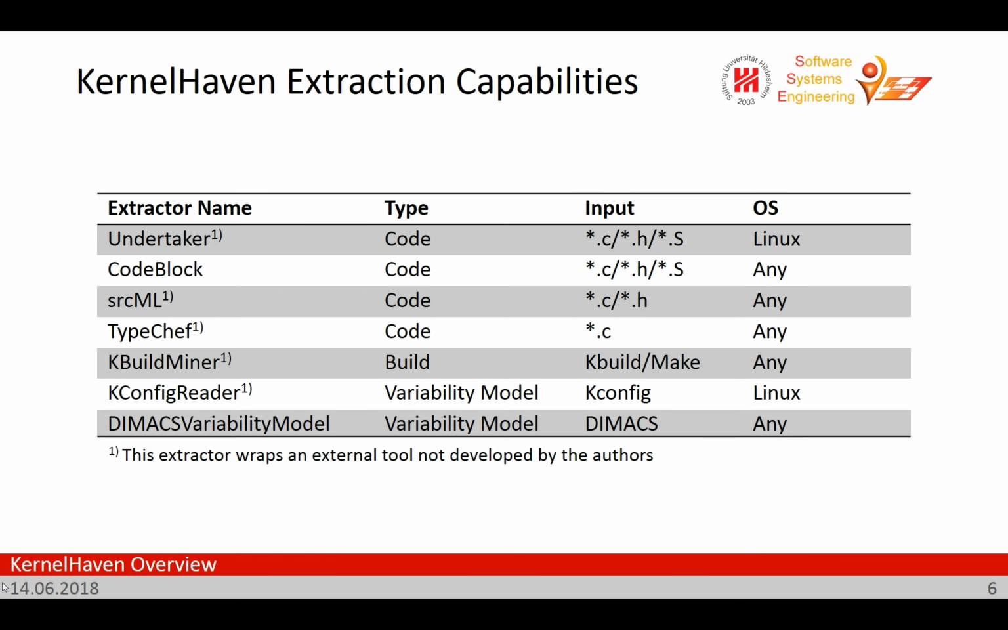Currently, we provide a certain set of extraction capabilities. So there are well-known tools like Undertaker, TypeChef, KBuildMiner in the domain of software product line analysis, which extract certain information from code files, from build files, and variability model files. So you can use them out of the box even now, download them, and use them for your specific experiment or for reusing and reproducing certain results.